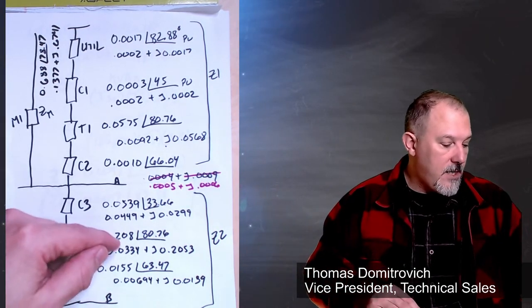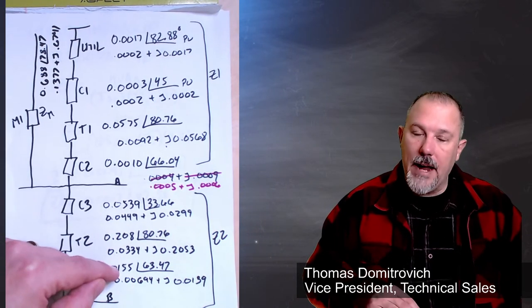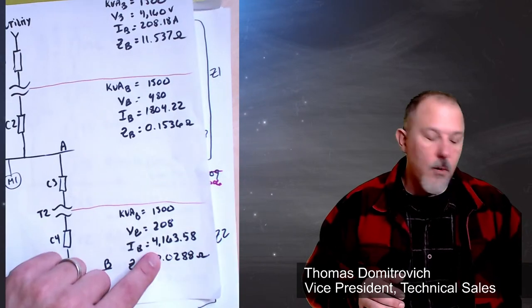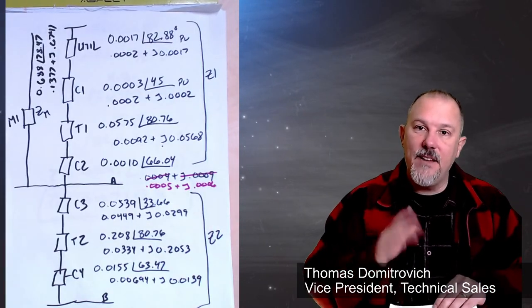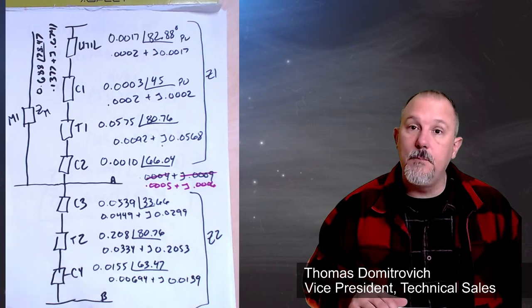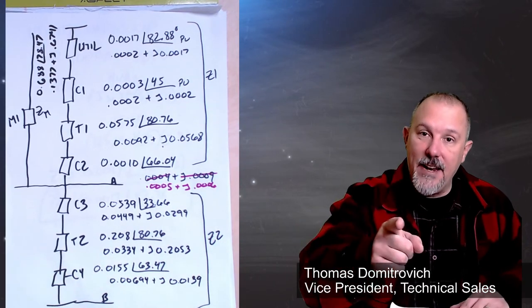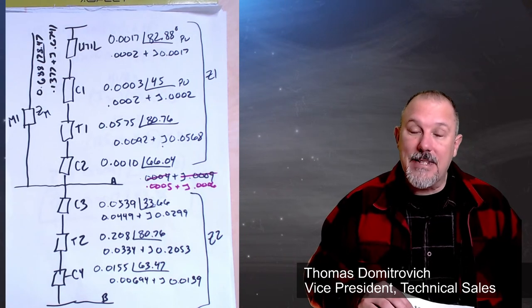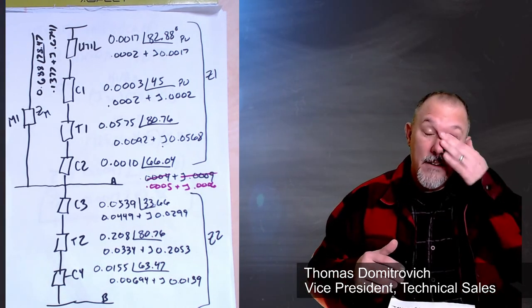Just take T2 and C4, add those together, do 1 over, and multiply that by 4163. That will be an infinite bus calculation for bus B. And then compare that number with all of the work that we just did, and see what is the true difference. And, you know what they say? I leave that to the student.